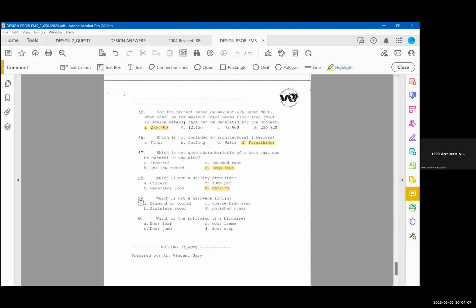So number 59, which is not a hardware finish? A, diamond or gold. B, stainless steel. C, coarse hand sand. D, polished brass. So ito, obvious din ang sagot is letter A. Hindi naman siya definition o hindi naman siya finish ng isang hardware.